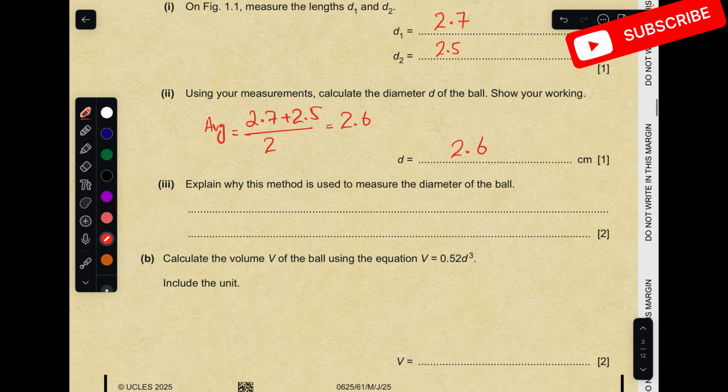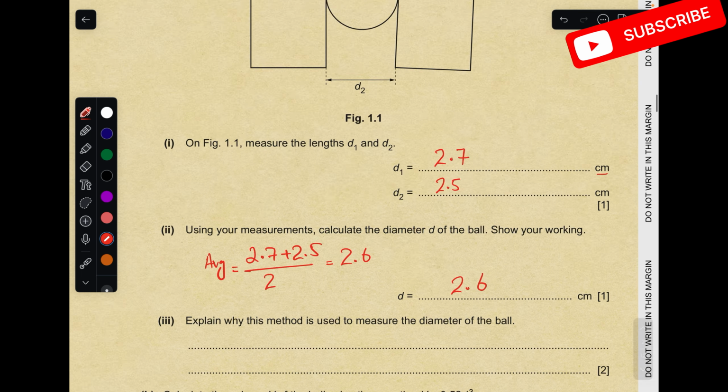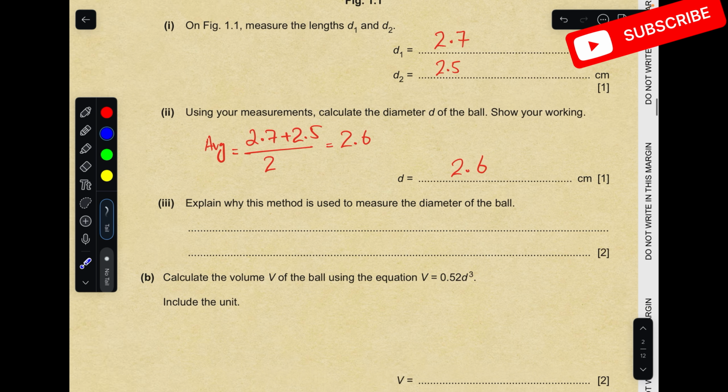Moving forward, question part 3. Explain why this method is used to measure the diameter of the ball. The ball is of round shape, so it's very difficult to find the diameter directly. Let's suppose you are going to find the diameter, how would you know where to place the ruler exactly? You don't know, so it's hard to measure the diameter. Secondly, we know the diameter always passes through the center, but we can't tell where the center is. If the center were indicated, then you could place the line and measure it, but there's no indication of the center.